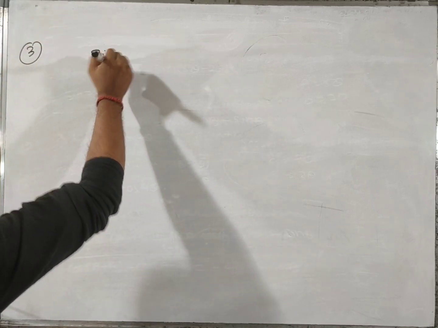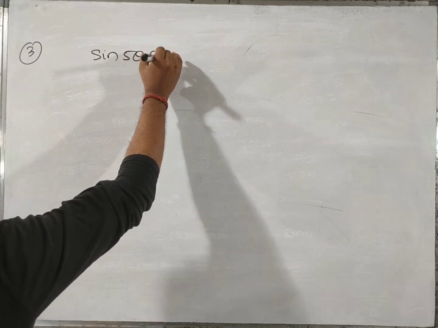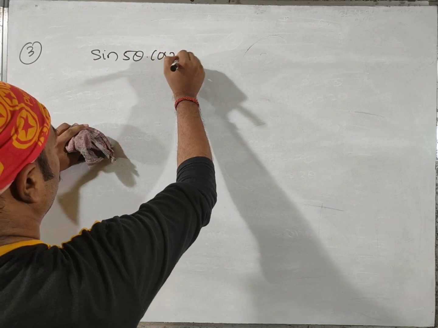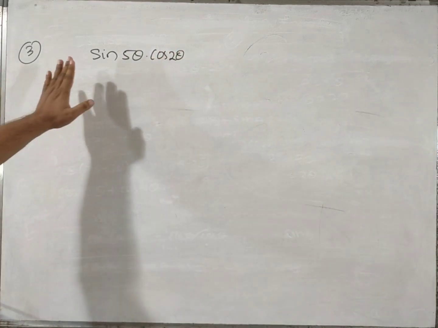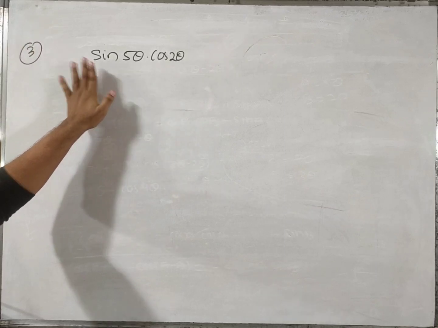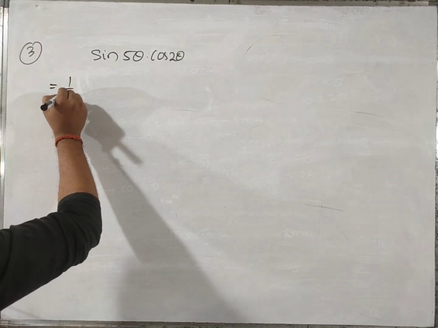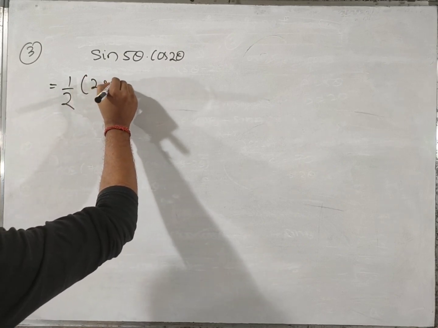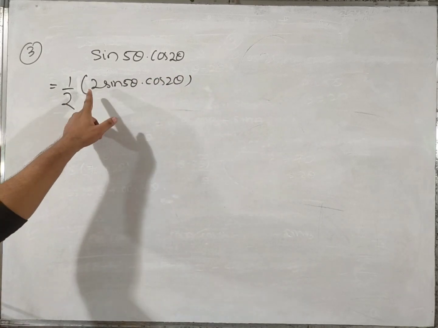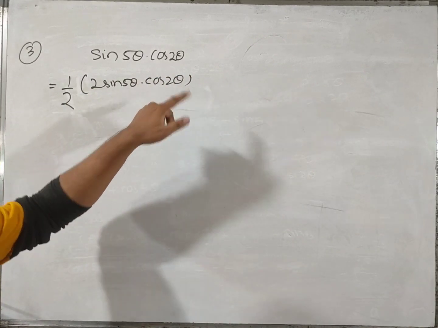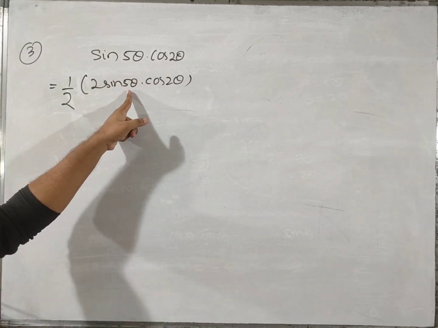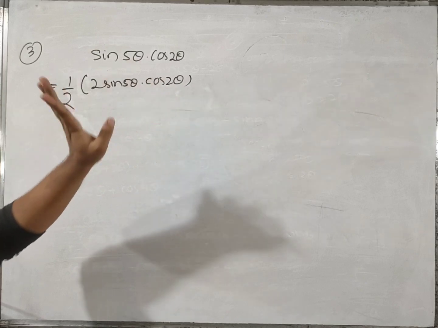suppose it is given as sin 5 theta into cos 2 theta. It is not in the form of 2 sin A into cos B. First of all, you have to convert this into the form of 2 sin A into cos B by dividing by 2 and then multiplying by 2 in this given problem. Now you can see that in the bracket it is 2 sin 5 theta into cos 2 theta, that means it is in the form of 2 sin A into cos B. In place of A it is 5 theta and in place of B it is 2 theta.